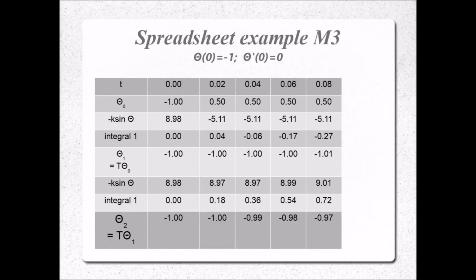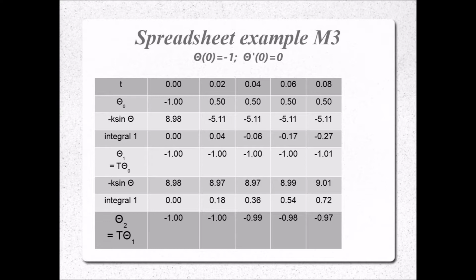The next slide shows a sample from a spreadsheet calculating M3, method 3. It shows time slice on the top, 0, 0.02, etc. It shows the initial guess, theta 0, which is not even close. Then in the next row, we compute minus k sine theta. That's easy enough. The next line, we integrate the first integral. The next line, we do the second integral and finish up by adding in theta sub 0 and multiplying by k.